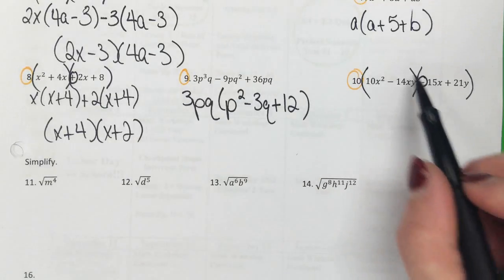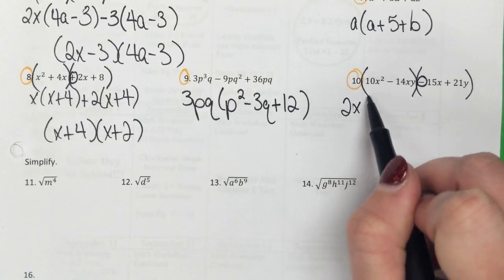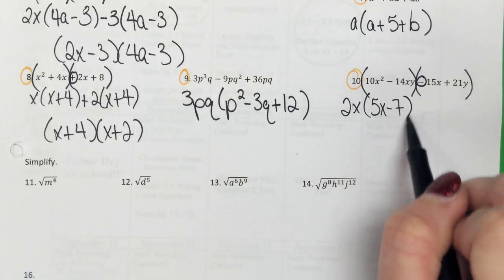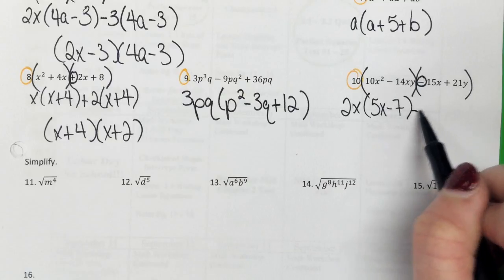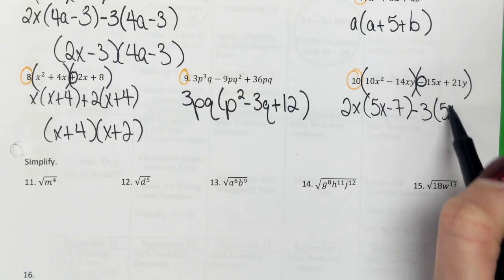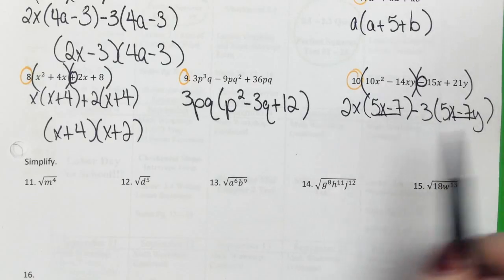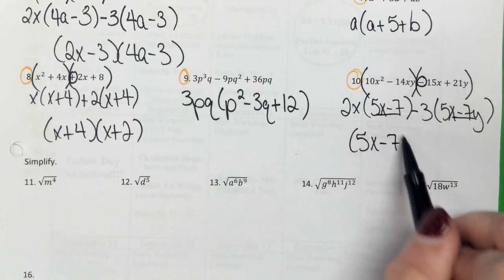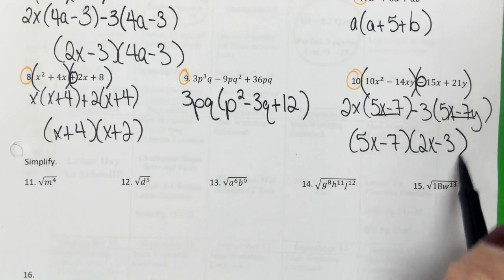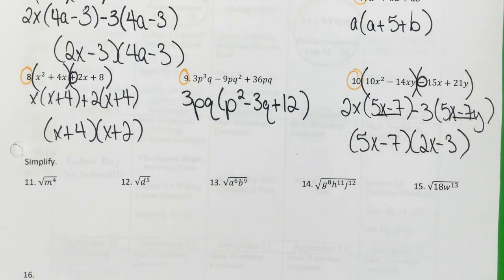What do the first two have in common? 2x. 2x. What do the second two have in common? 3, negative 3. Very good. There we go. Y'all okay?